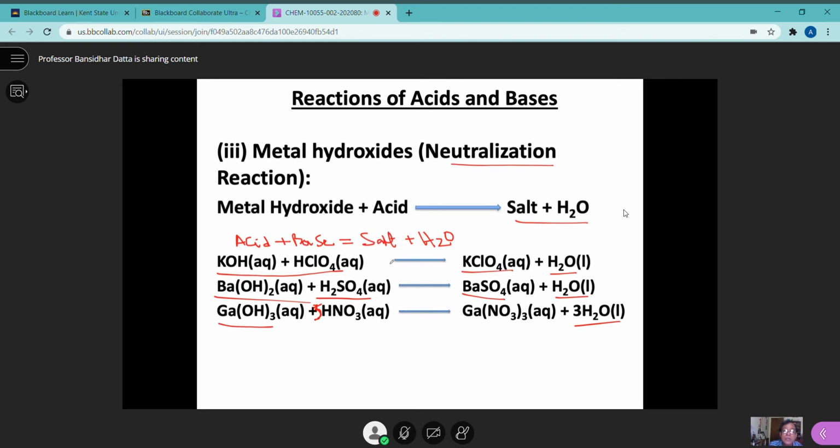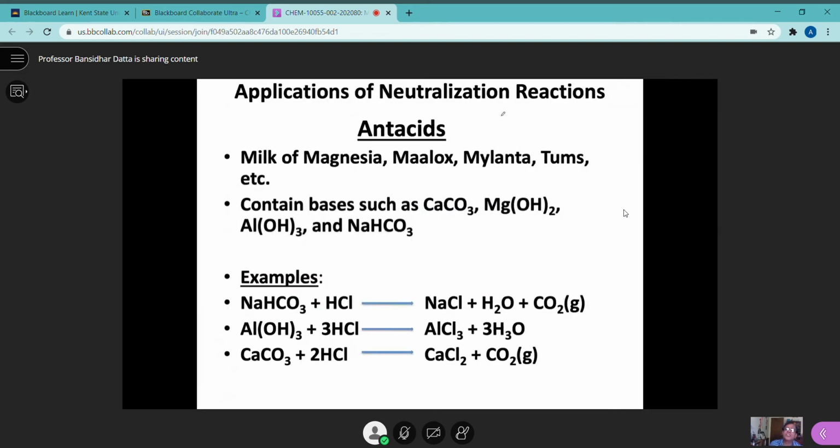All right, so salt plus water, as I said, is a neutralization reaction, and you'll see very soon any kind of salt that you use, and one general application is in your stomach acid. We'll talk about it later on. So next is the application of neutralization reactions.